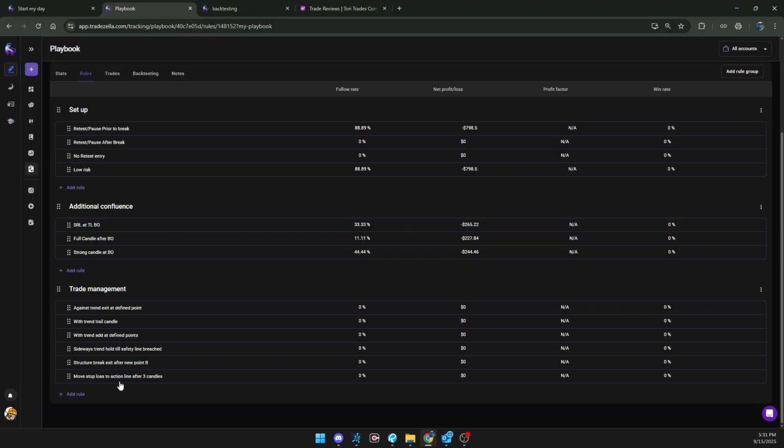And then move my stop loss to the action line after 3 candles. So after a maximum of 3 candles, I move my stop loss to just below the action line. Again, I'm a 4-hour trader, so whatever you see here, back test it on your own time frame and your own instruments to make sure it works. This is stuff that I've back tested and proven works, and this is what I trade by.